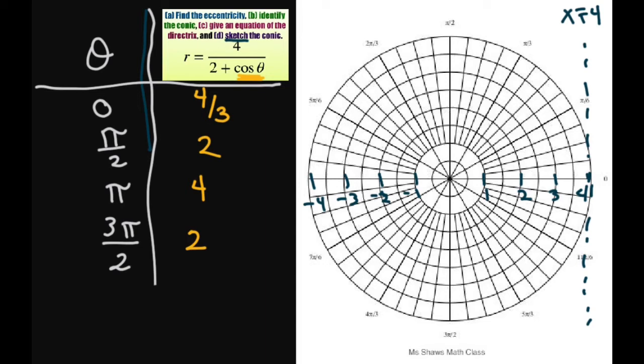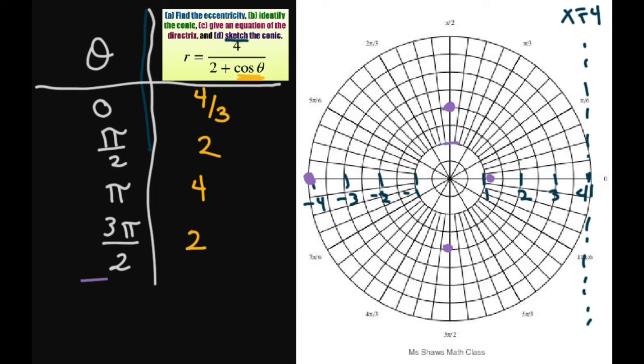So let's plot these points. At 0, we're at 4/3. So that's a little bigger than 1. All right. At pi divided by 2, we're at 2, and I'm going by 2's here. So that's going to be right there. At pi, we're at 4. And at 3 pi divided by 2, we're back at 2. All right. So basically, this is a little sketch here of the, let me see, where's your center?